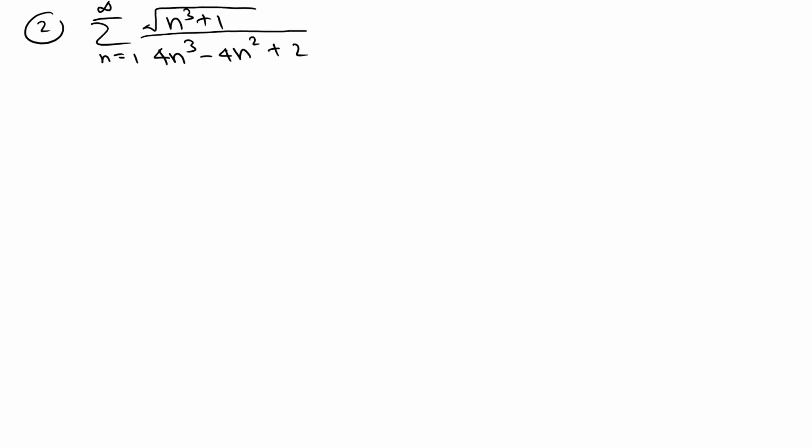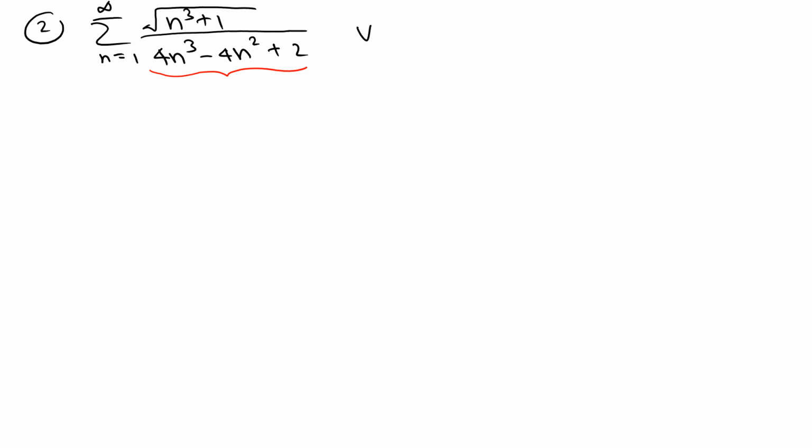So number 2, let's say sigma n going from 1 to infinity, square root of n cube plus 1, divided by 4n cube minus 4n squared plus 2. If you get an algebraic expression like this, the whole thing being just an algebraic expression, it tells you that you have to use the limit comparison test.